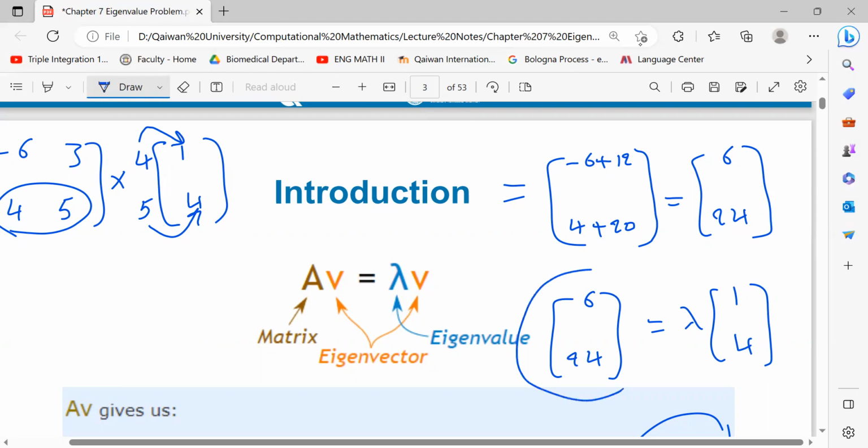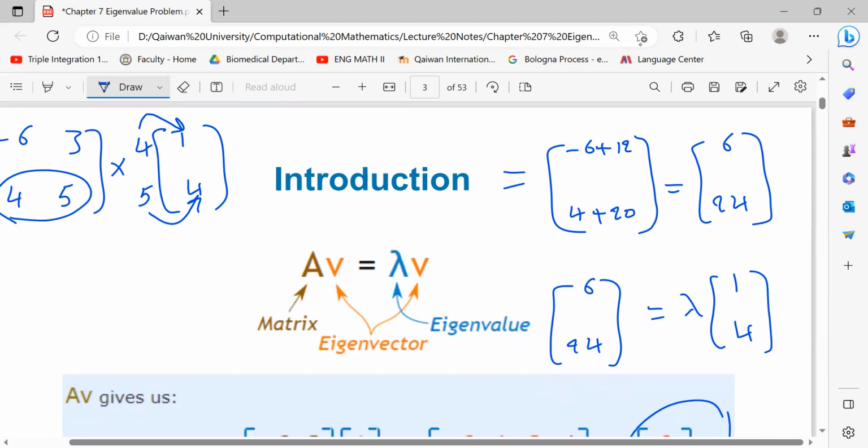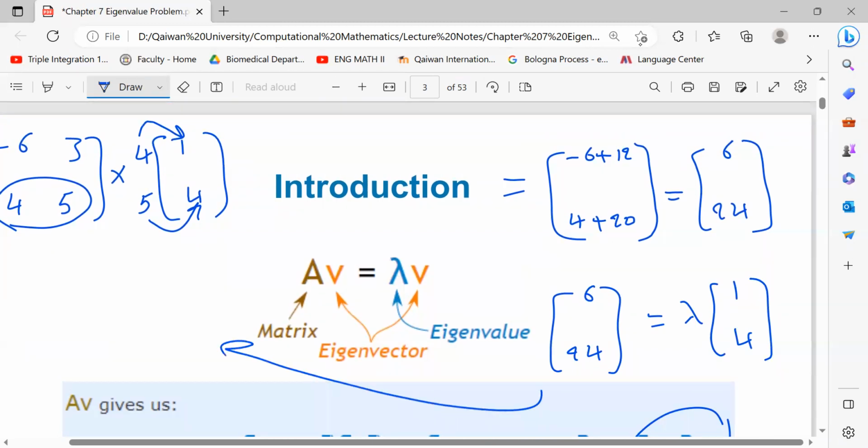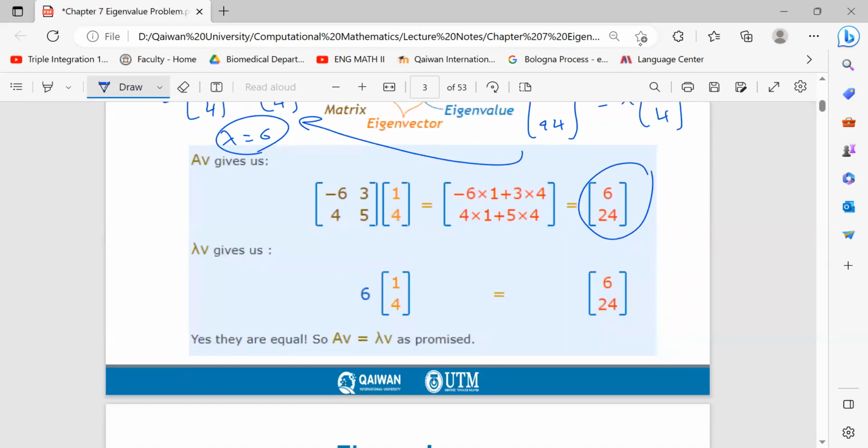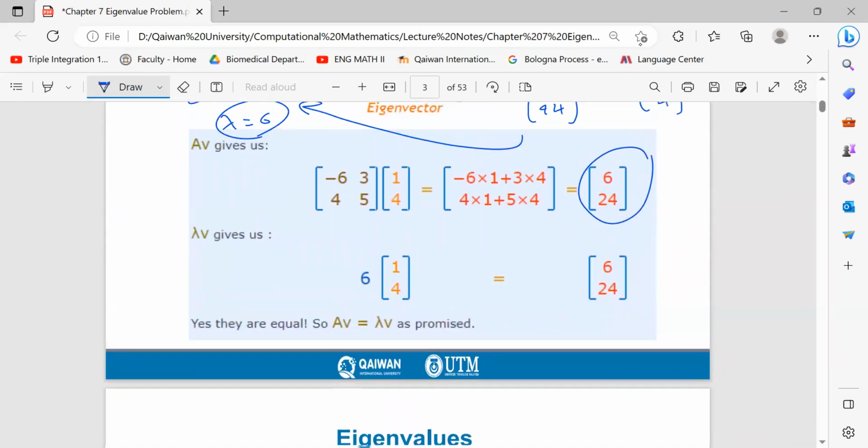If we take 6 as the common factor on the left, we get 6 times 1 and 4. It equals lambda times 1 and 4. So what's lambda? 6. So lambda is 6. We just use the formula: in the left-hand side, we multiply those two matrices and we compare to the right-hand side, and we get the value of lambda, which is 6.